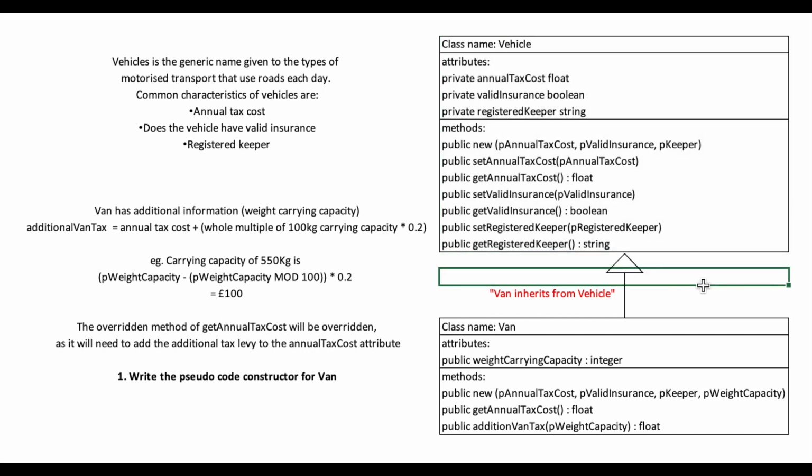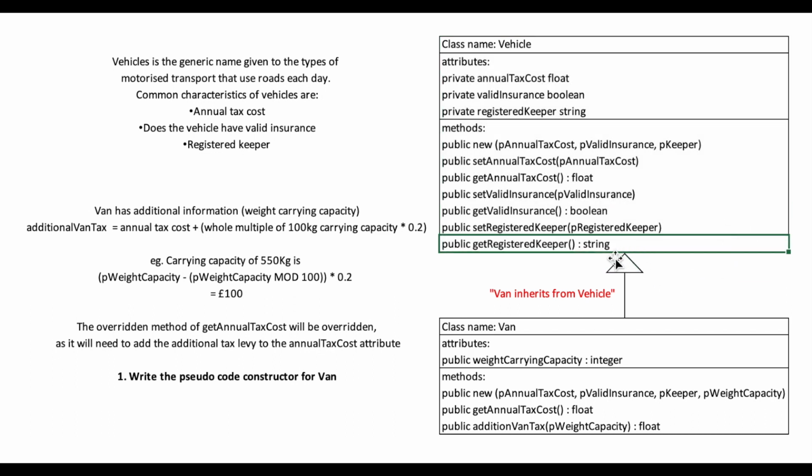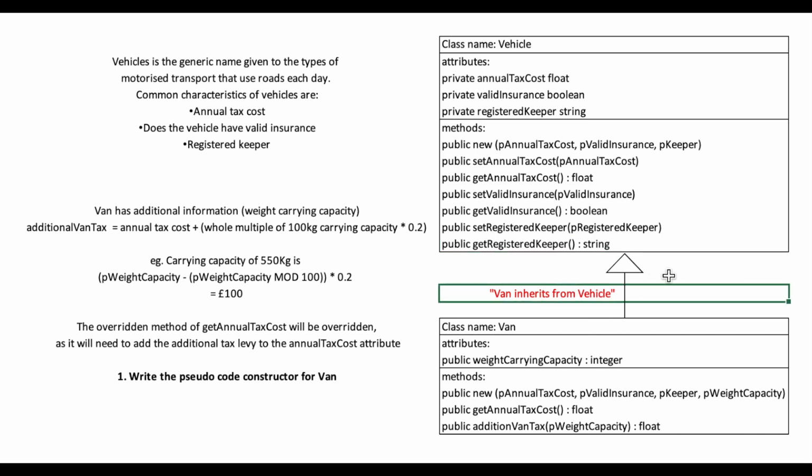So what's new in this video is the arrow here. Now, this arrow isn't very intuitive, so I've put a little red ink comment here to help. Van inherits from vehicle. That's very important to remember that. So the data flow is going from vehicle down to van. So what that means is the van class will inherit all of the attributes of vehicle.